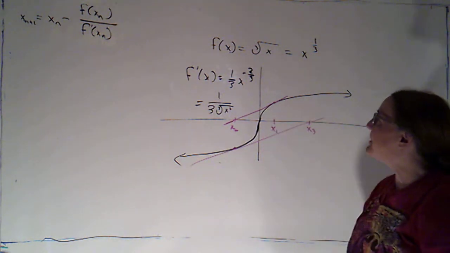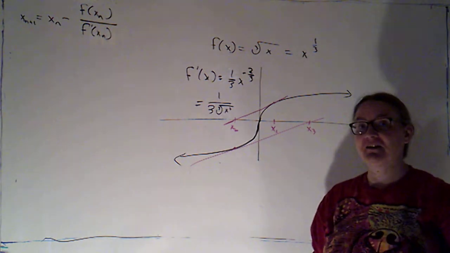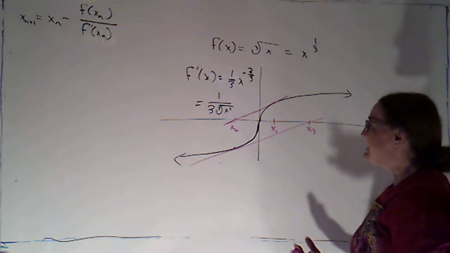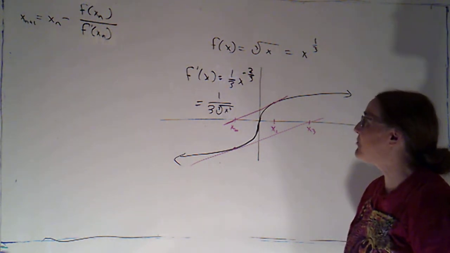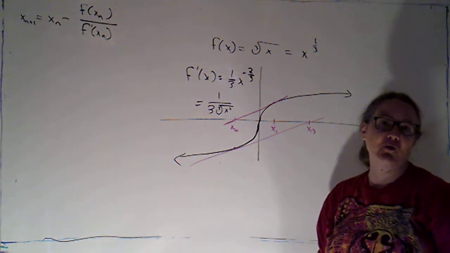So in general, if I have a situation like this, where my function isn't differentiable at a point, particularly if there's a vertical tangent at that point, Newton's method is probably going to fail.